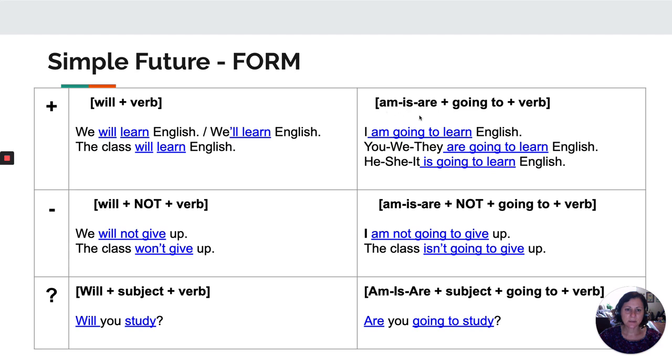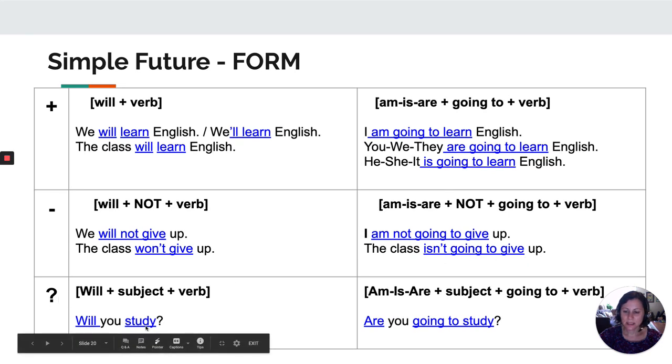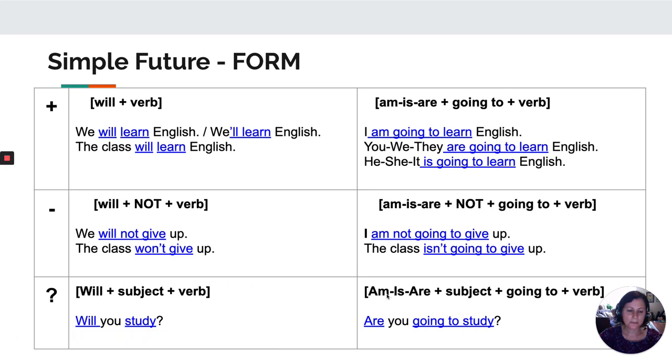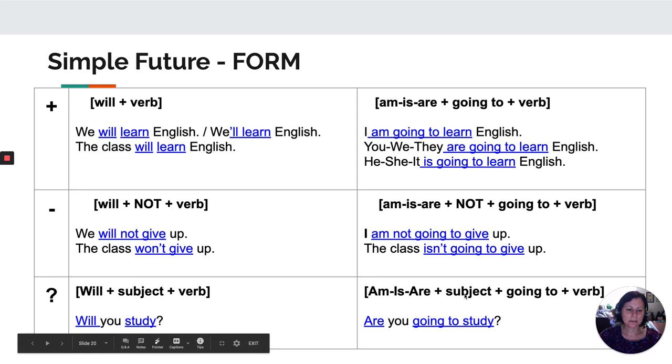So to decide one of these, you have to know what the subject is. You could make a negative. You just add not in both cases. We will not give up or won't give up. I am not going to give up. The class isn't going to give up. You can make a question. Will you study? So you put will, the subject and the verb, or am, is, are, subject, going to, and verb. Are you going to study?